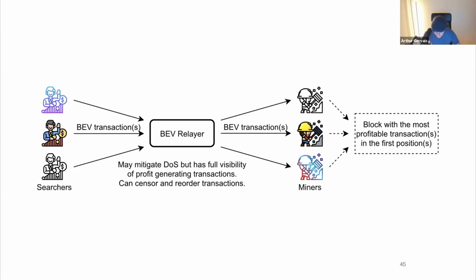Parts of the revenue of these transactions is paid to the miners and parts goes to the searchers to incentivize both parties to actually play this game. This BEV relayer here is a centralized server. This may mitigate DNS service attacks, but you should know that this server has basically full visibility of the profit generating transactions. You can censor and reorder transactions unless there's some additional cryptography or trusted execution environments used.